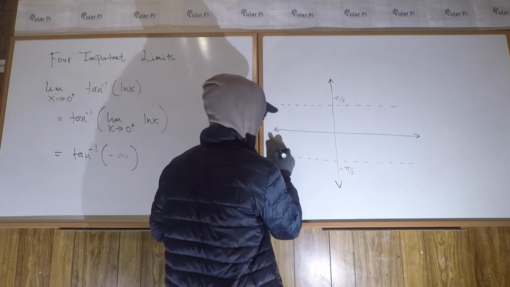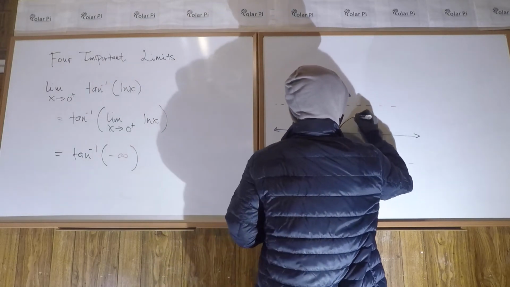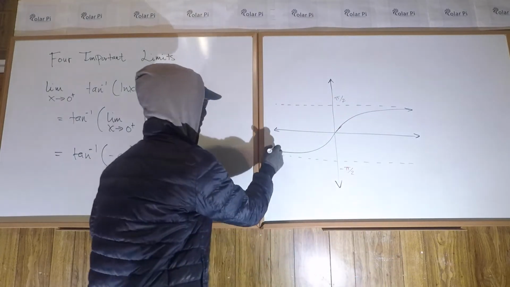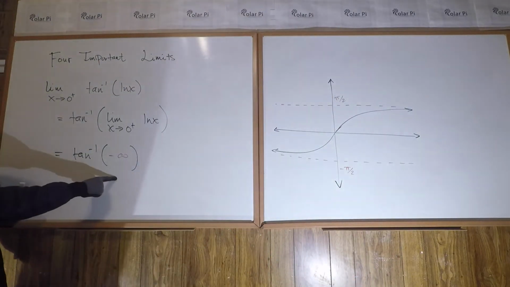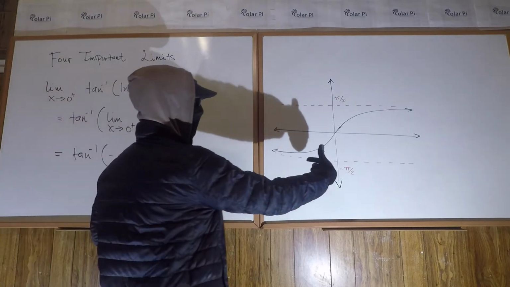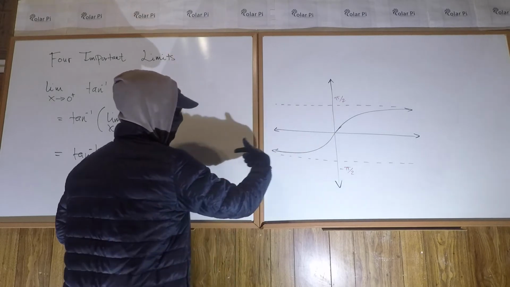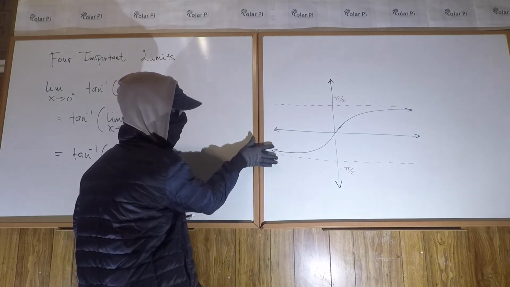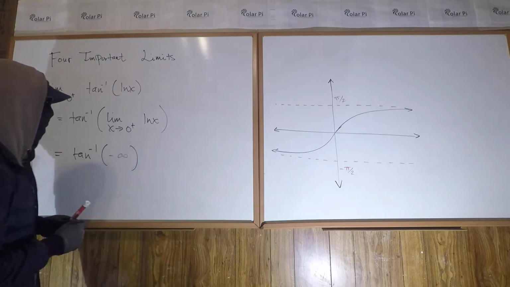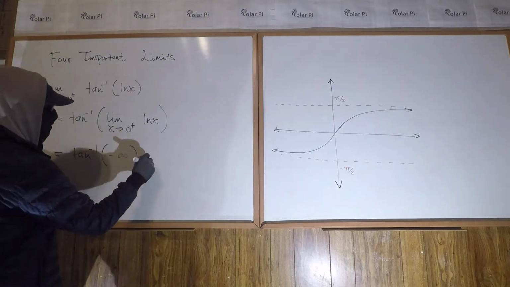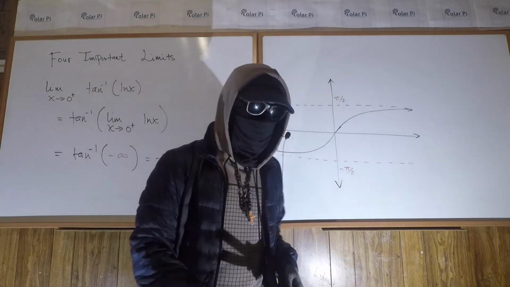And tan inverse looks like that. So what we're looking at is tan inverse of negative infinity. In other words, what happens to tan inverse as x goes to negative infinity. Clearly, as x goes to negative infinity, tan inverse is approaching the y value negative pi over 2. It's the bottom asymptote. So the answer to this is negative pi over 2. Okay, cool. So next one.